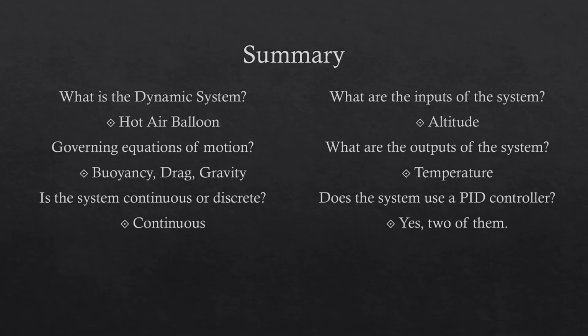In conclusion, the dynamic system we chose to analyze was the hot air balloon. The governing equations of motion of the hot air balloon included the buoyancy, drag, and gravity. The system is continuous, and the input of the system is the altitude, and the output of the system is the temperature. Our system uses two PID controllers.